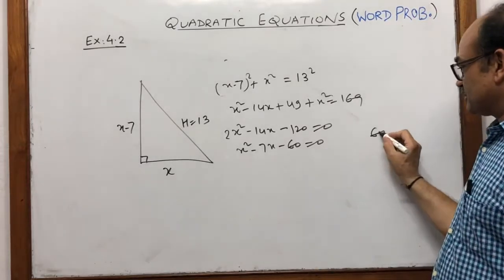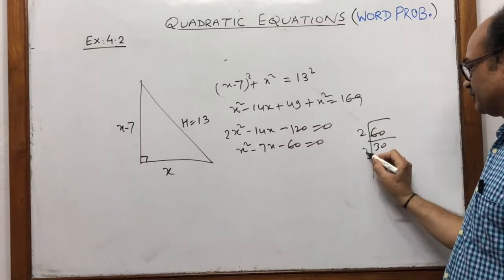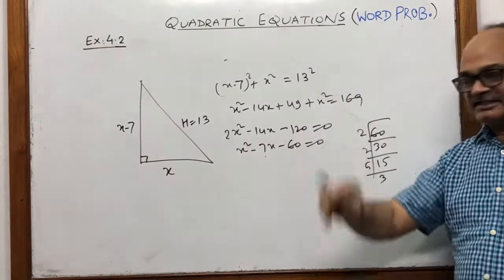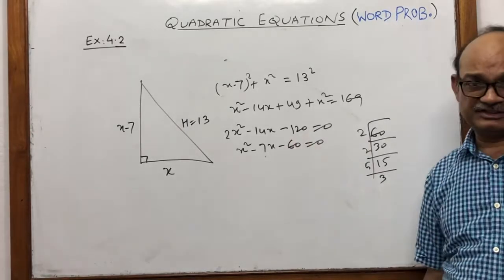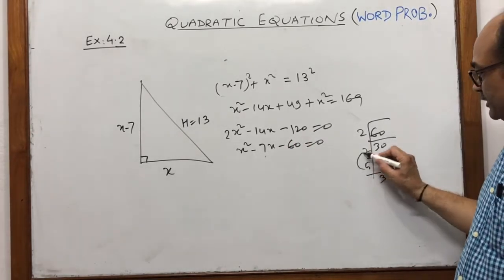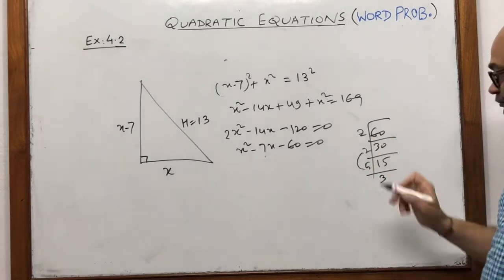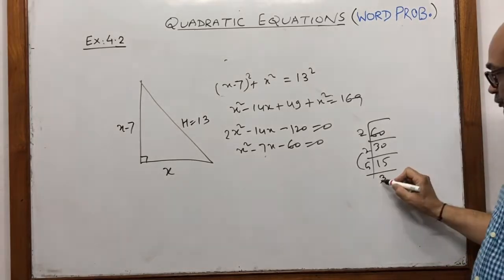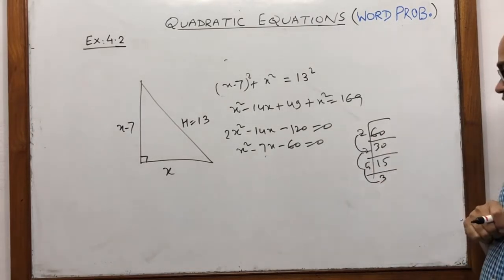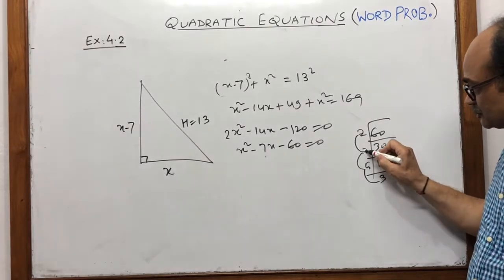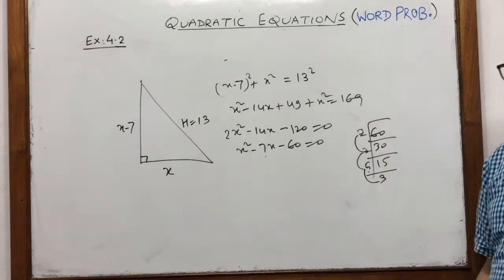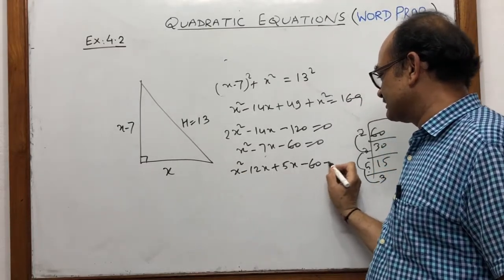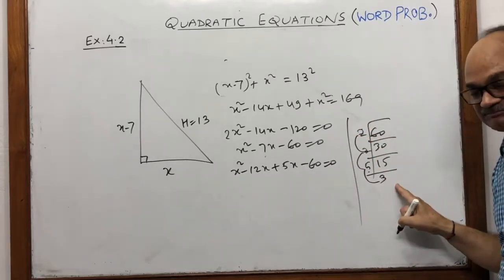Now the prime factors of 60: 2, 30, 2, 15, 5, 3. Pick an arrangement such that we'll have minus 7 as the sum and minus 60 as the product. 5 and 10, 3 and 6, no. 2 and 4, 4, 5, 20 and 3, no. 5, 3, 15, 2 and 4, no. 3 and 6, 6 and 12 and 5, correct. So x square minus 12x plus 5x minus 60, है ना, ये तरीका समझ में आया.